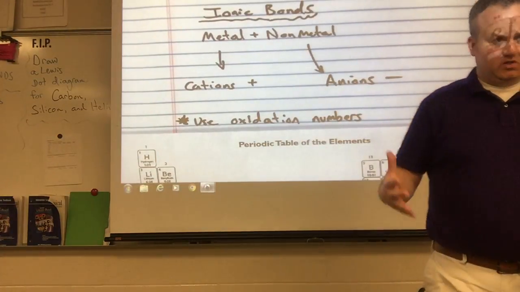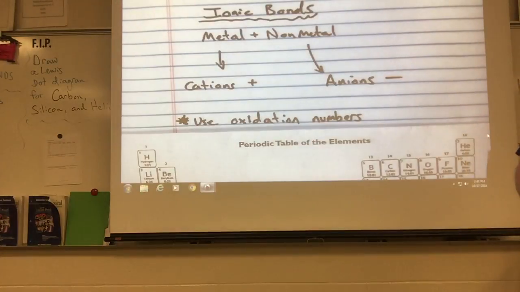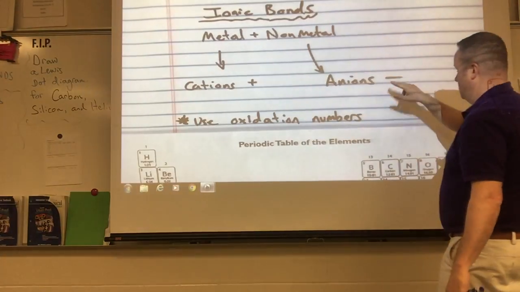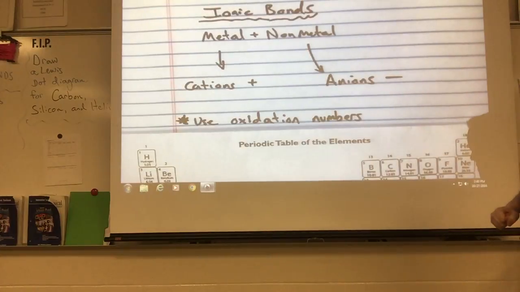Now they're losing electrons, and the reason they have a positive charge is because electrons are negative. So if an atom has more protons than electrons, it's positive. If an atom has more electrons than protons, it's negative. Nonmetals will form anions, which will become a negatively charged particle.